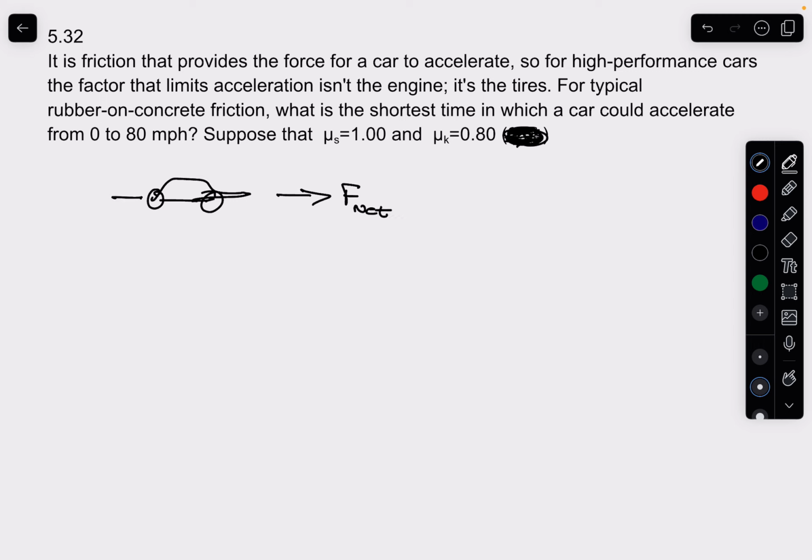But he's coming from rest, so you've got the force of static friction. And of course, you've got his weight down, and he's on flat ground, so he's got his normal force, and his normal force is up. So weight equals normal force. Also, a trick is that it's going from 0 to 80 miles per hour.